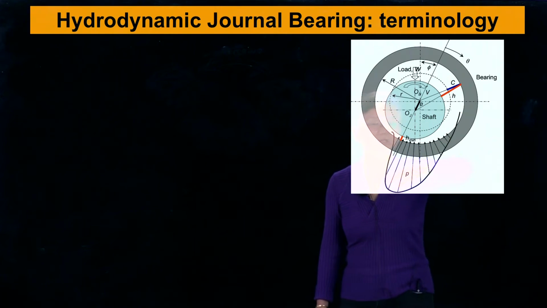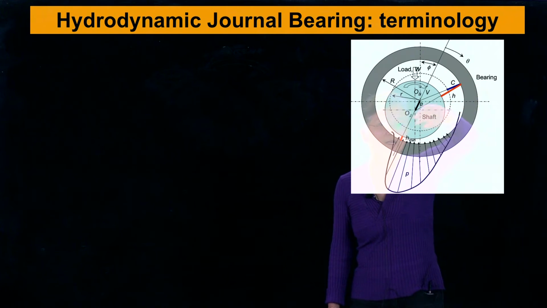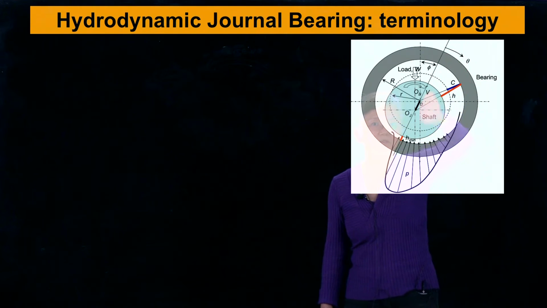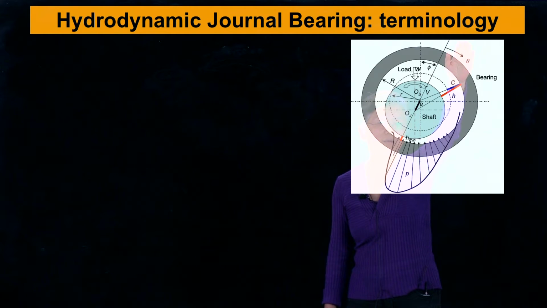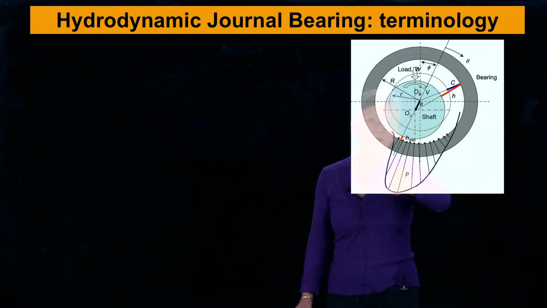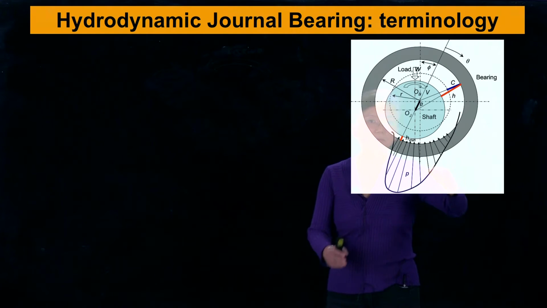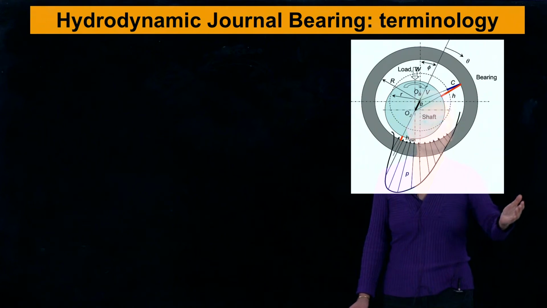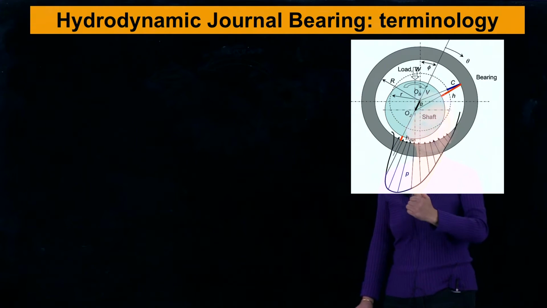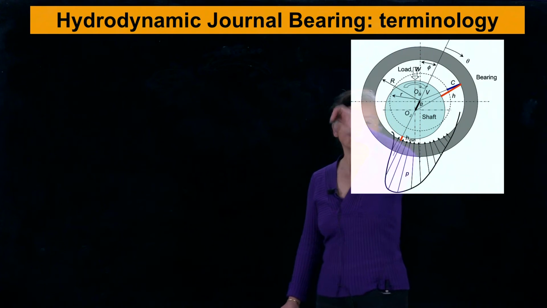We connected the two centers together with this line over here. So this becomes our new coordinate. All the calculation and analysis start from here, from this theta angle. On the other side, we define the minimum film thickness. Before the minimum film thickness, we have the convergent wedge, and after that, we have the divergent wedge.